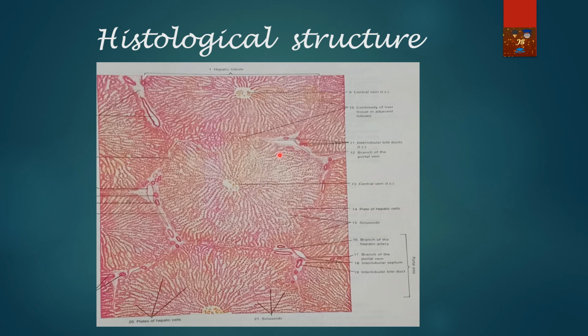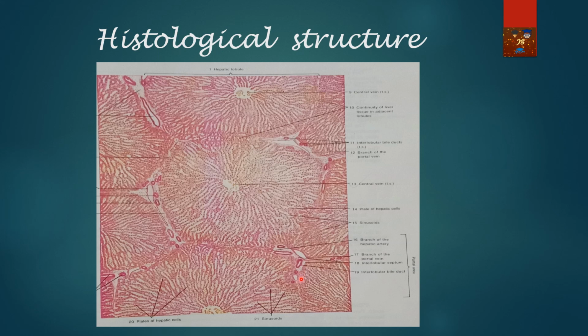And these small cells are called the hepatic cells. See, plates of the hepatic cells. And this total flock of hepatic cells is known as the hepatic lobule. You can see. And apart from the hepatic lobule, you can see that the sinusoids are present. These are the arteries, veins, etc.